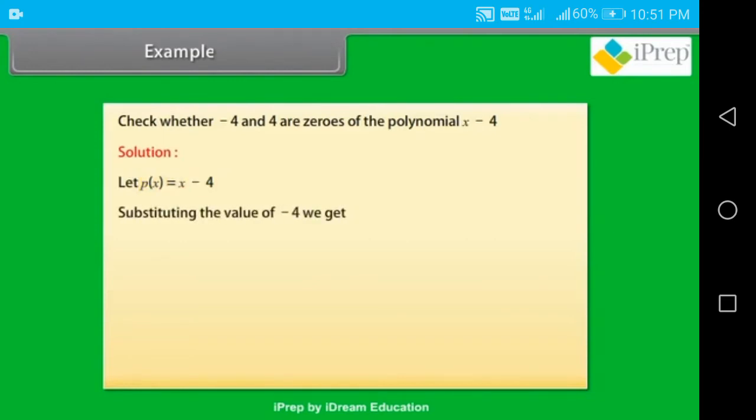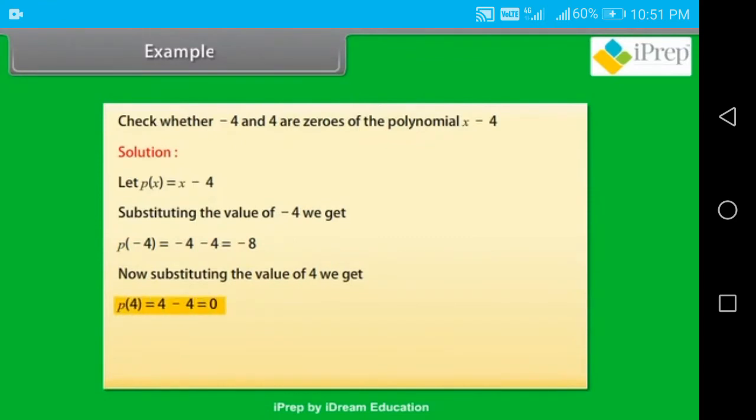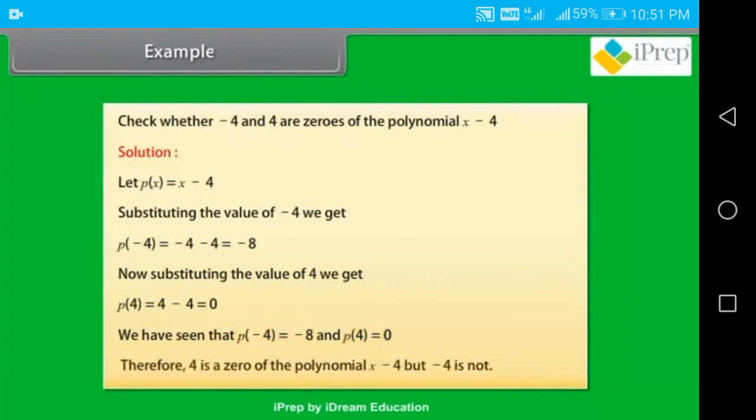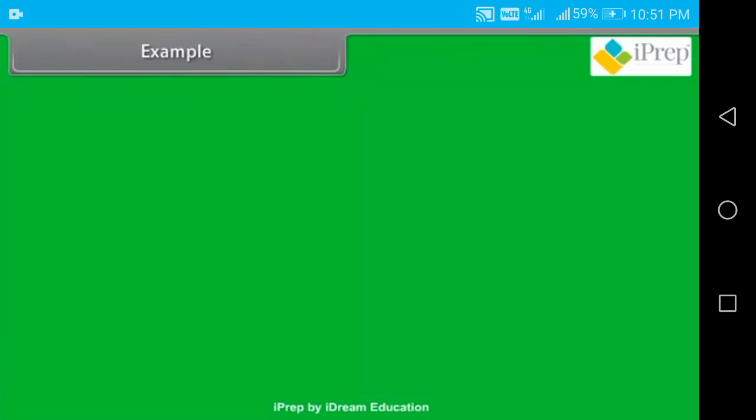value of 4, we get p(4) equals 4 minus 4, which is equal to 0. We have seen that p(minus 4) is equal to minus 8 and p(4) is equal to 0. Therefore, 4 is a 0 of the polynomial x minus 4, but minus 4 is not.